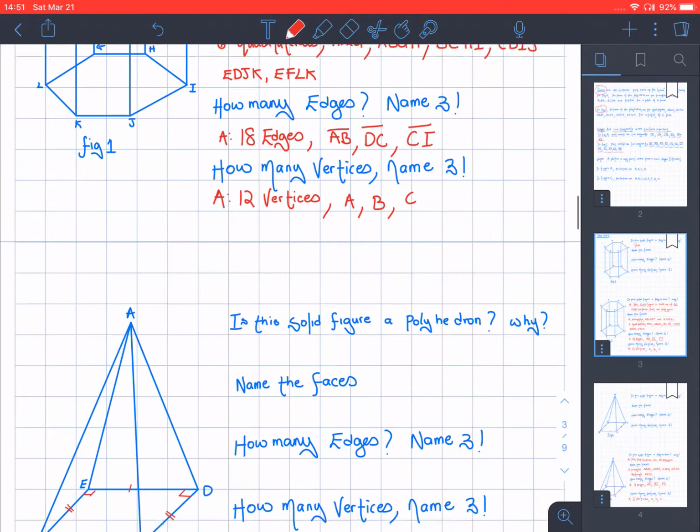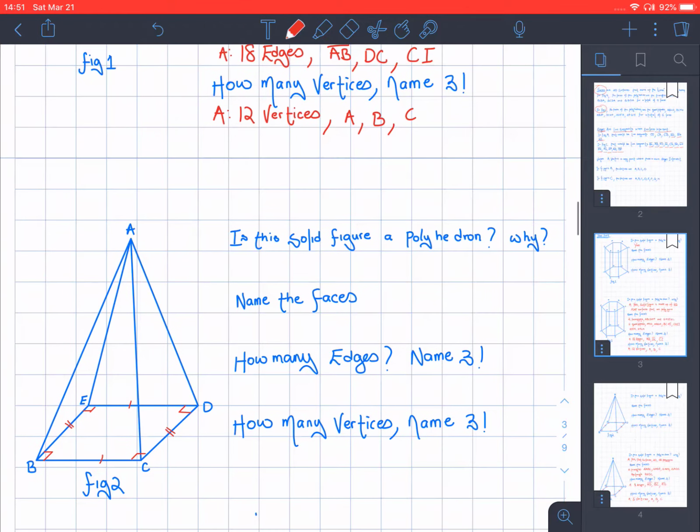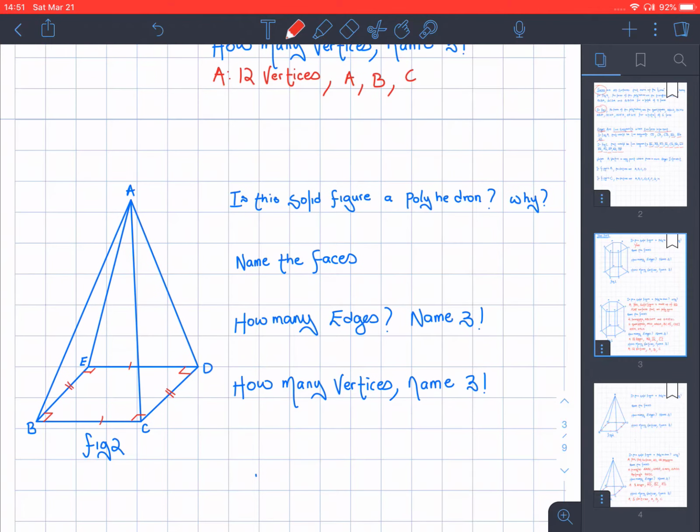There you go. And so the next one we have is a pyramid with a four-sided base. So the question now is: is this solid figure a polyhedron? State why. Name the faces. How many edges? Name three of them. How many vertices? Name three of them. And take your time. You can pause this video, attempt it, just give your best guess, and I'll go through the answer in a second. Thank you.